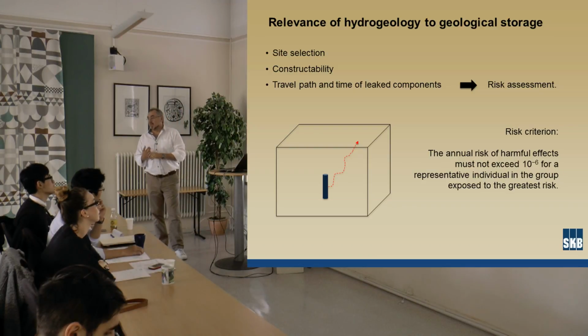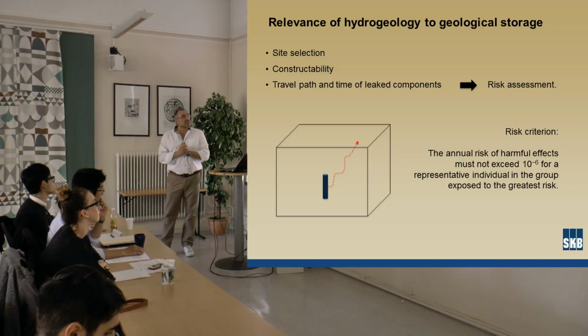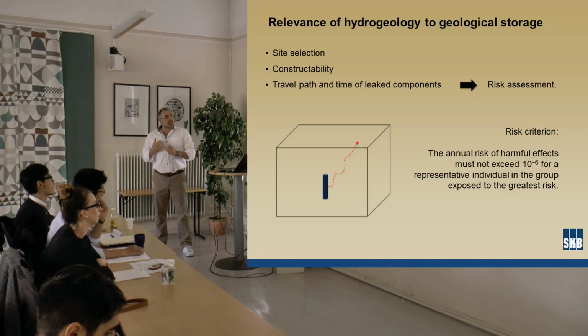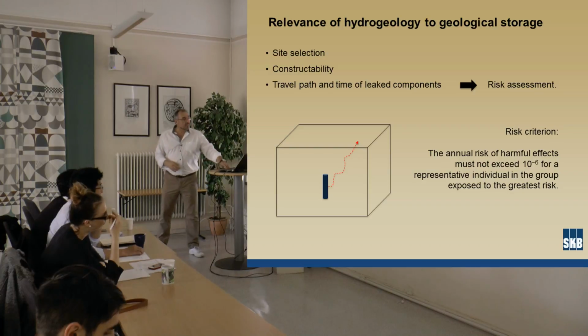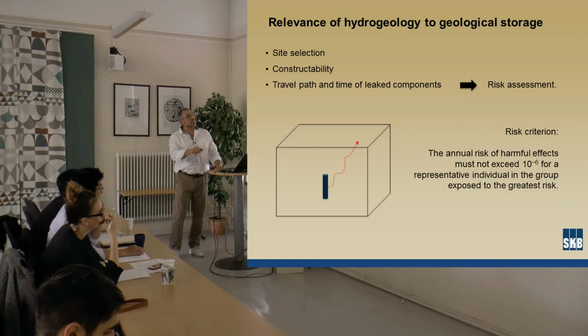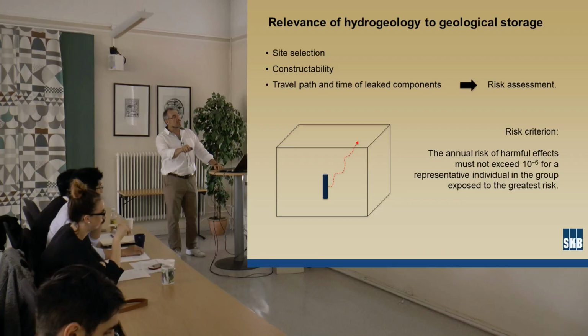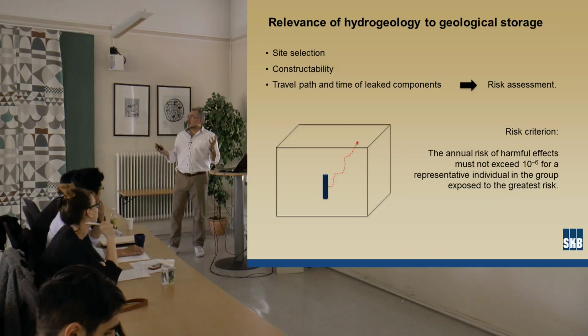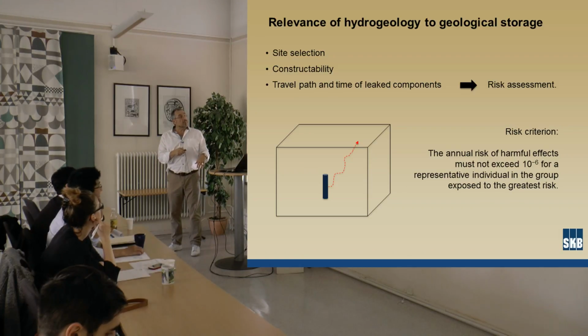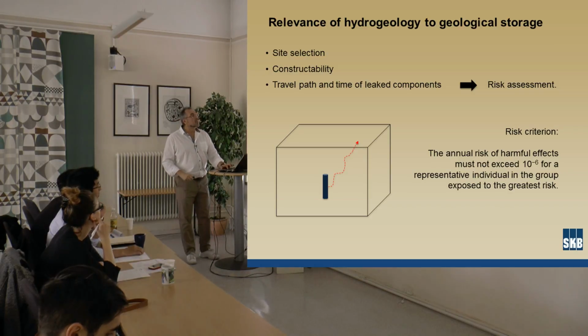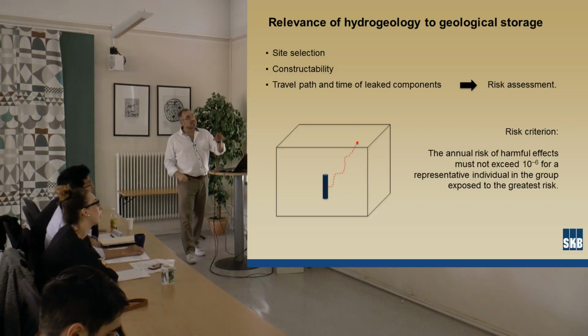And the third one is the crucial one in this context, and that is to sort out travel paths and travel time in case there is a leakage. Meaning basically this picture here. So we have a canister. So if we have a leak, where does it go? When does it go there? How much? And this is relating directly to the safety assessment and the risk assessment.